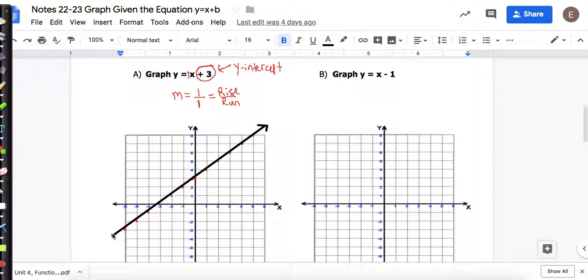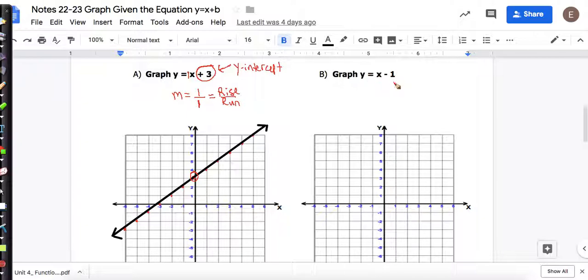And make sure you put arrows at the ends to make sure it represents a line, and circle the y-intercept. Now look, it crosses through 3, and look what the ending is, +3. Okay, let's look at example B.